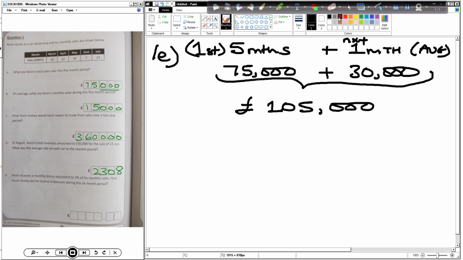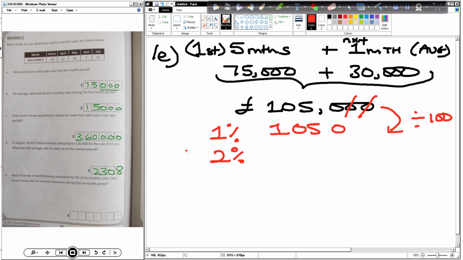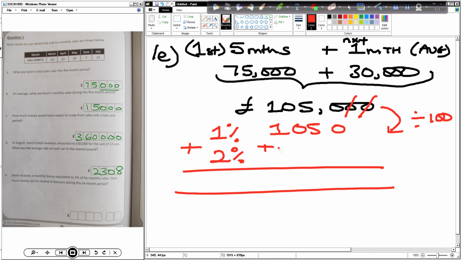So to work out 3% of that, what we do first of all, we work out 1%. To work out 1%, how do you work out 1%? What do we do? We divide by 100. So 1% is equal to 1050. But we don't want 1%, we want 3%. So if you double 1%, what happens if you double 1%? What do you get? 2%. So if you double 1050, what do you get? 2,100. Okay, so that'll give you 3%.